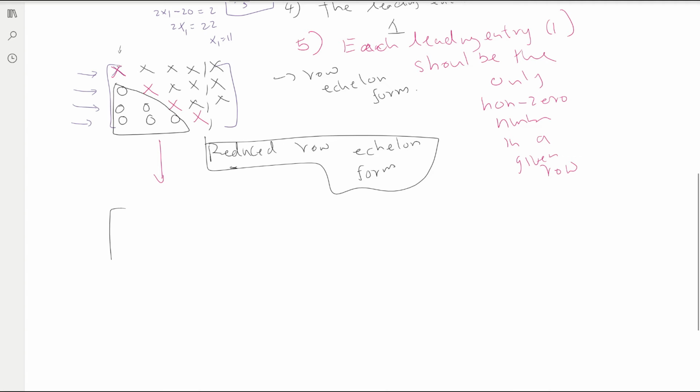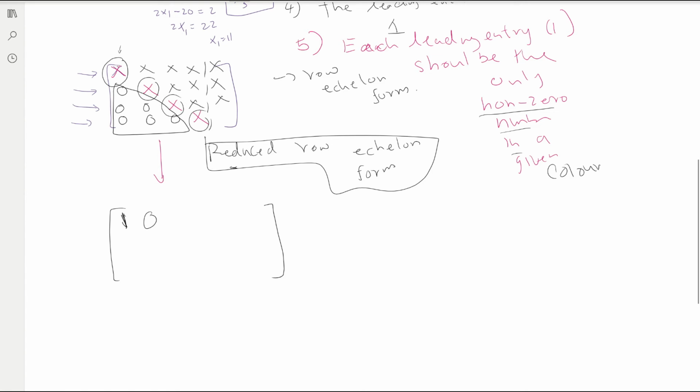So if we take the same example, now in these leading entries, we would have 1. So here 1, and in the first row, that's the leading entry, and it should be 1. That's the rule, and it says that should be the only non-zero number in the given row. So then it's going to be the only non-zero number in the given column.